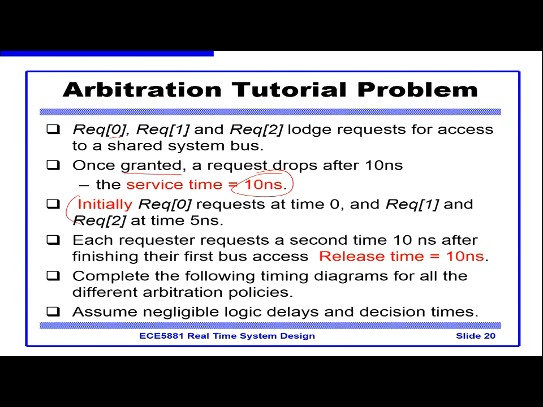And then each request will apply a new request after waiting 10 nanoseconds. So there's only 2 requests from each of the 3 requesters in this example. So what you're going to try and do now is complete the timing diagrams. And in that process, we're going to assume negligible logic delays and decision times. So you're not going to focus on the delay through the logic circuits, nor how long it takes to resolve conflicting requests. You just assume that that is done very quickly, just for simplification purposes.